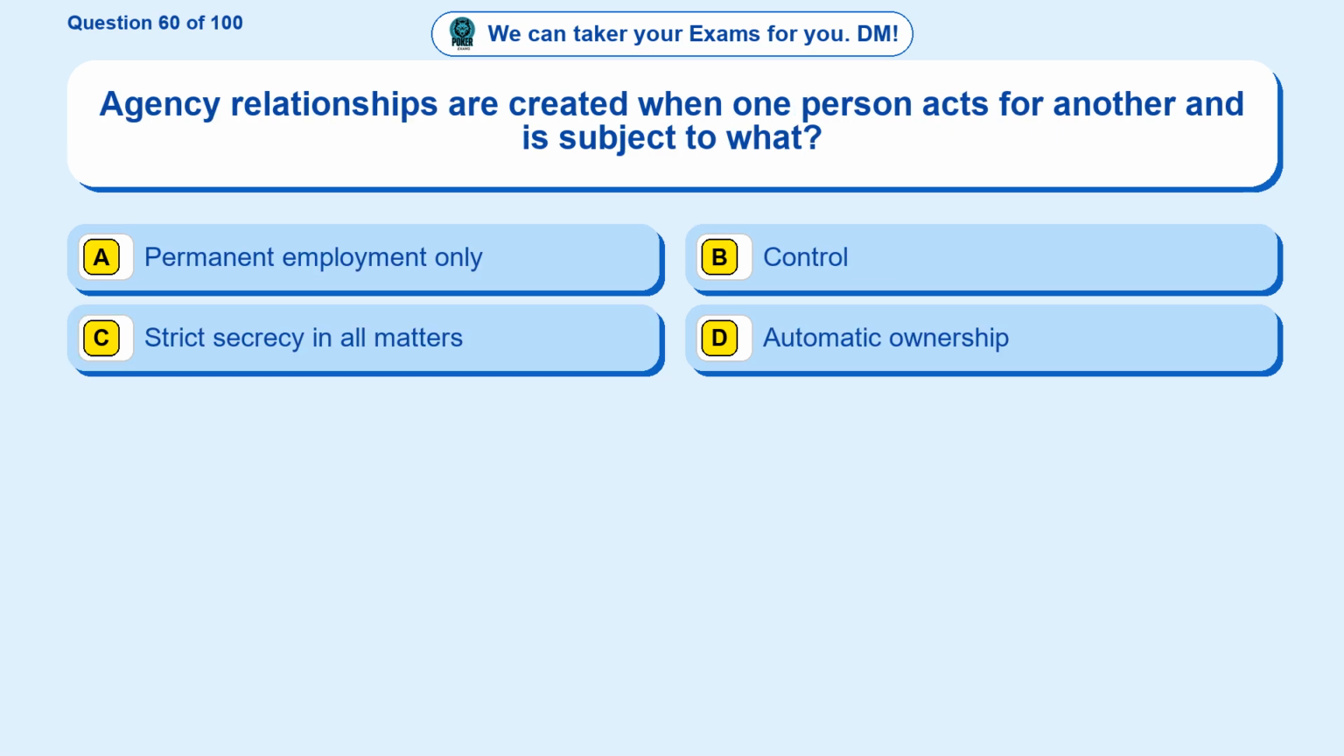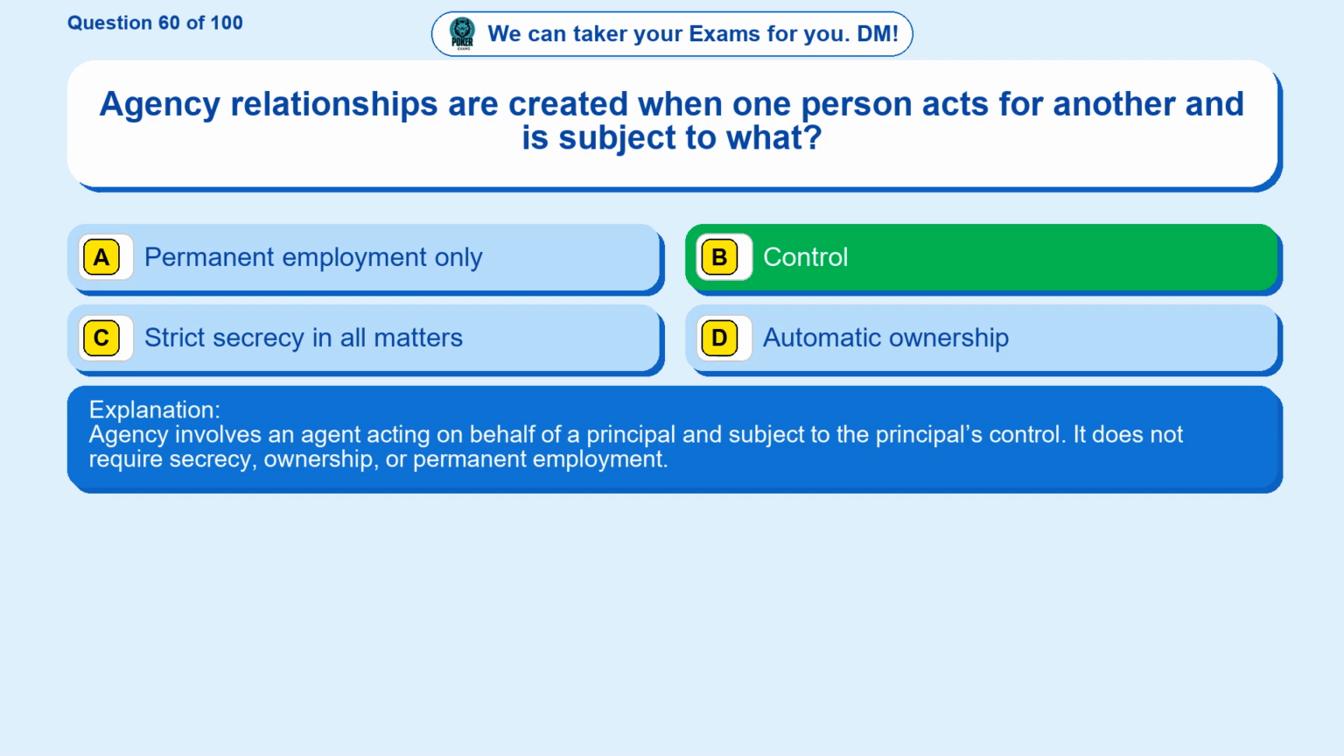Question 60. Agency relationships are created when one person acts for another and is subject to what? Option A, permanent employment only. Option B, control. Option C, strict secrecy in all matters. Option D, automatic ownership. The correct answer is option B. Control. Agency involves an agent acting on behalf of a principal and subject to the principal's control. It does not require secrecy, ownership, or permanent employment.